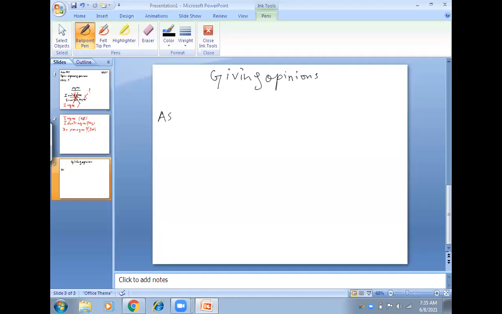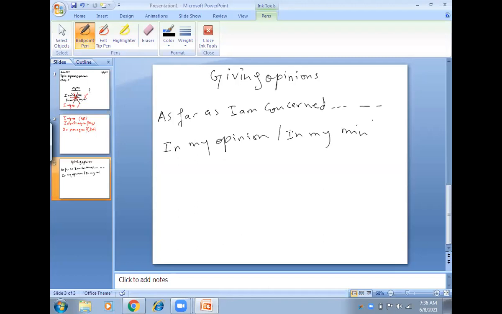This is a very formal way. We can say "as far as I'm concerned", then you give your opinion here. Then there are very common ones, like "in my opinion". This is very easy and common. In my opinion. We also say "in my mind", and we also say "in my point of view".